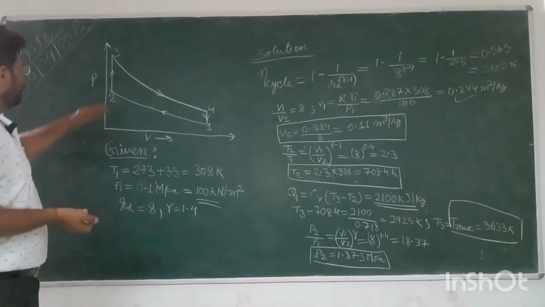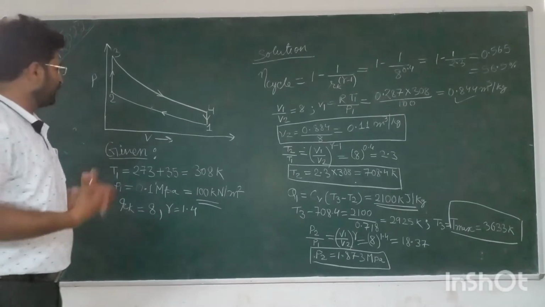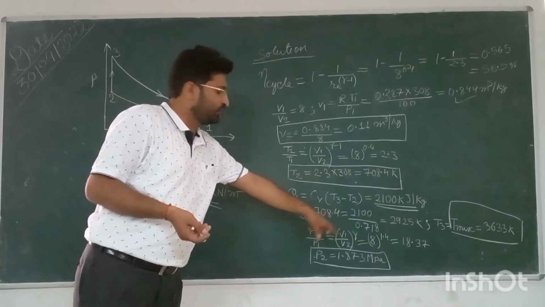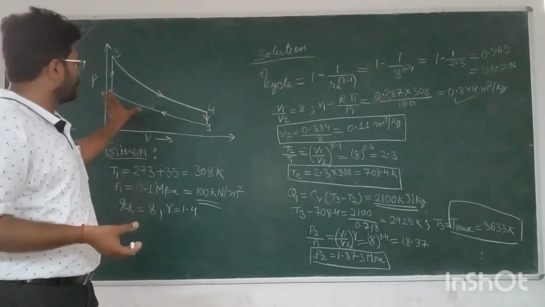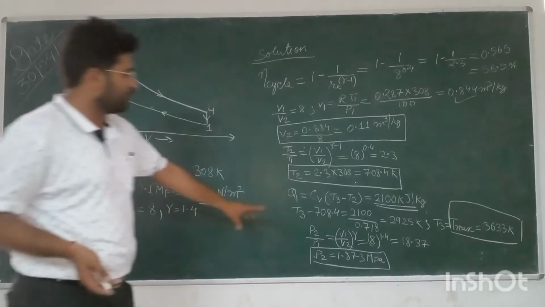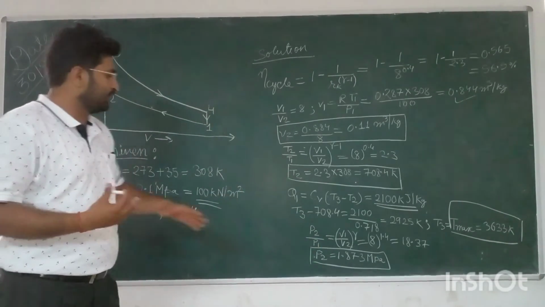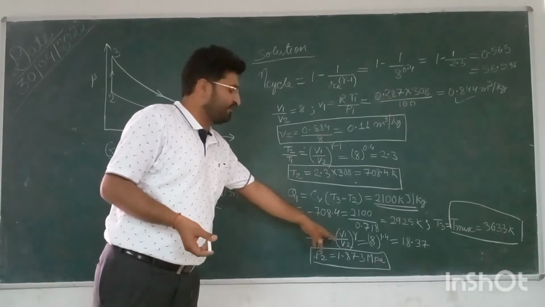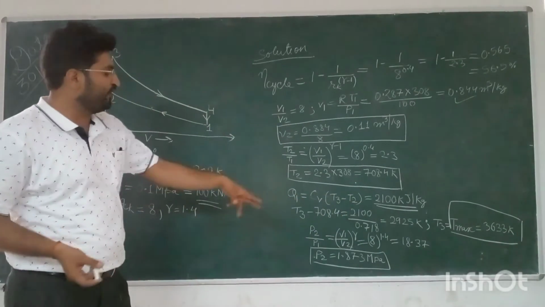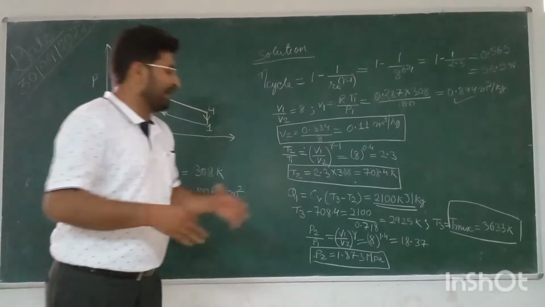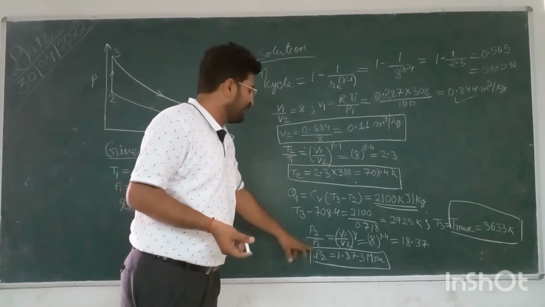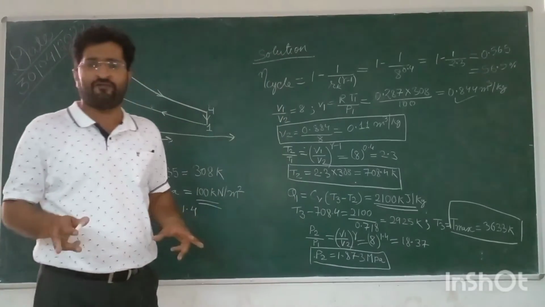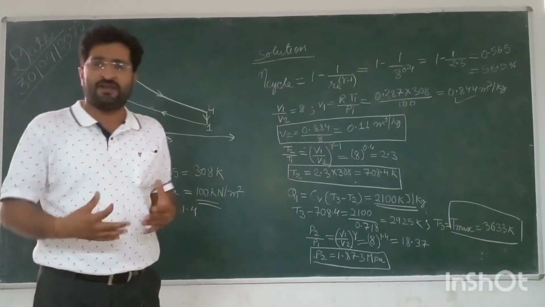Now we have to find out pressure at point number 2. Again, for isentropic process, we have P2 by P1 is equal to V1 by V2 to the power gamma, because the process is isentropic process, and for isentropic process, the relationship between pressure and volume is something like this. We know V1 by V2 is equal to 8 and gamma value 1.4. We can calculate P2 by P1 equals to 18.37. We will have no unit for that because it's the ratio of the same unit.